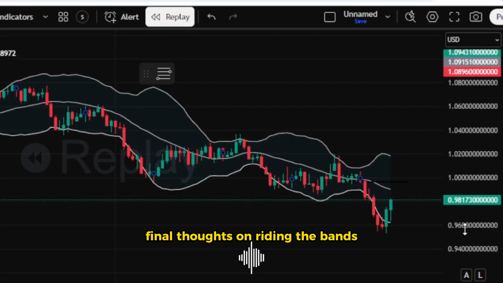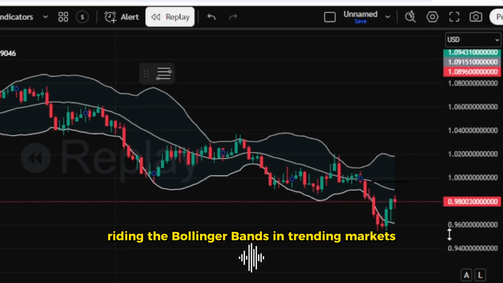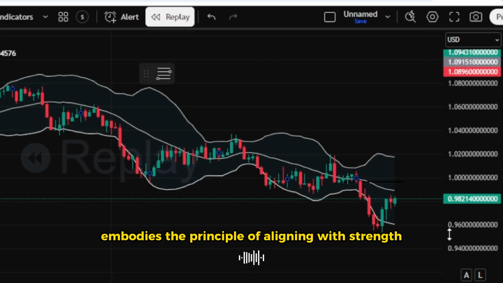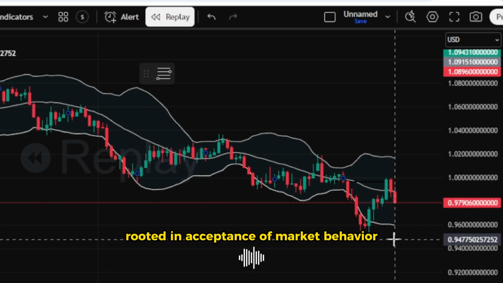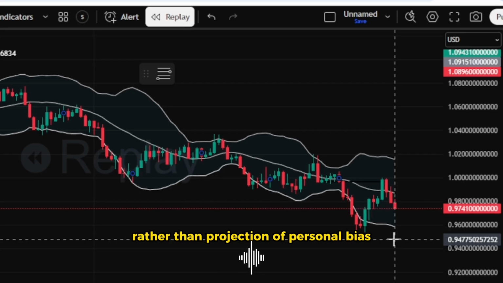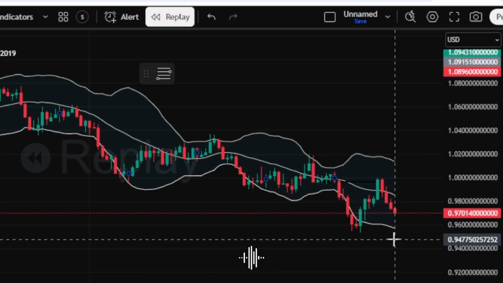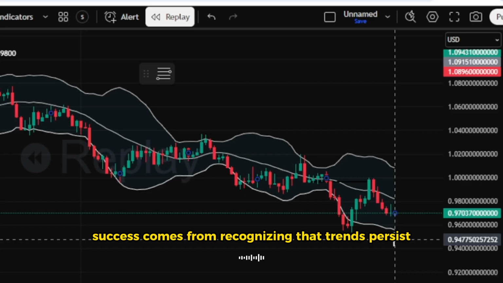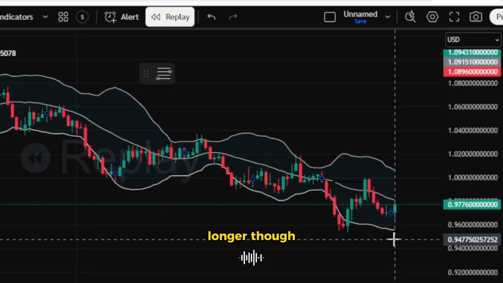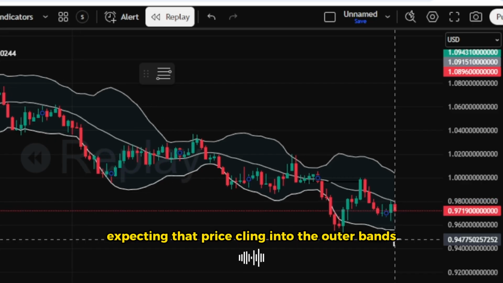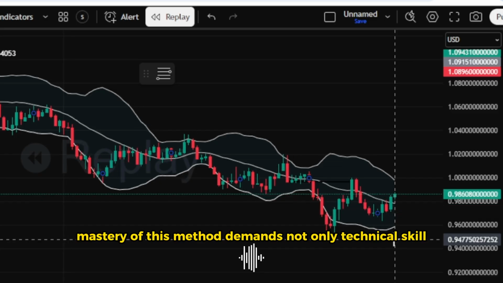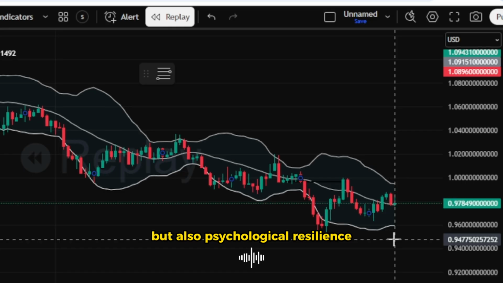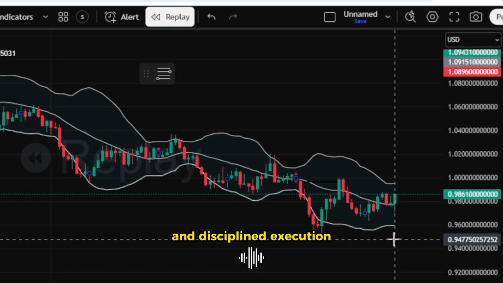Final thoughts on riding the bands. Riding the Bollinger Bands in trending markets embodies the principle of aligning with strength rather than fighting it. This strategy requires a mindset rooted in acceptance of market behavior rather than projection of personal bias. Success comes from recognizing that trends persist longer than most expect, and that price clinging to the outer bands reflects conviction, not weakness. Mastery of this method demands not only technical skill, but also psychological resilience and disciplined execution.